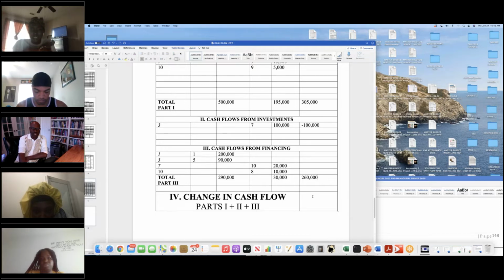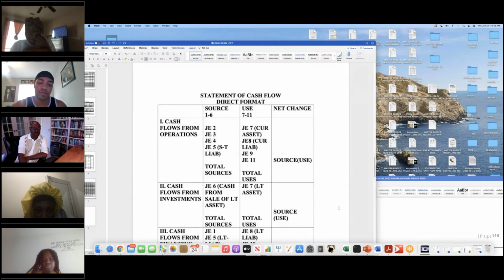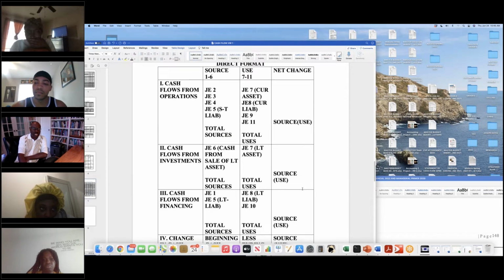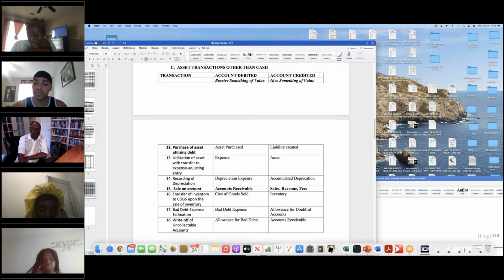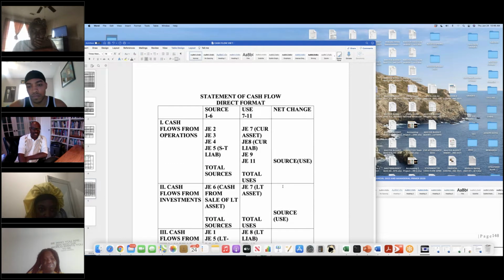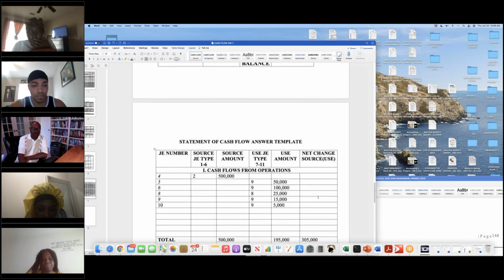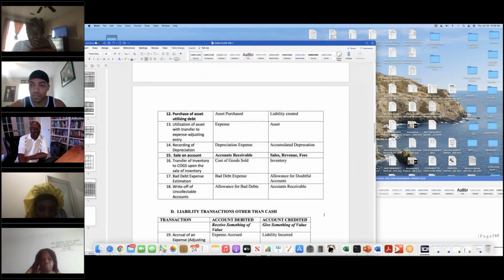Is that 465? Yes, sir. Okay. So that's all that's involved. This is a good problem because we get to review our journal entry types. Then we have a very nicely laid out template so that we can come up with our cash flow change, analyzing these journal entries.